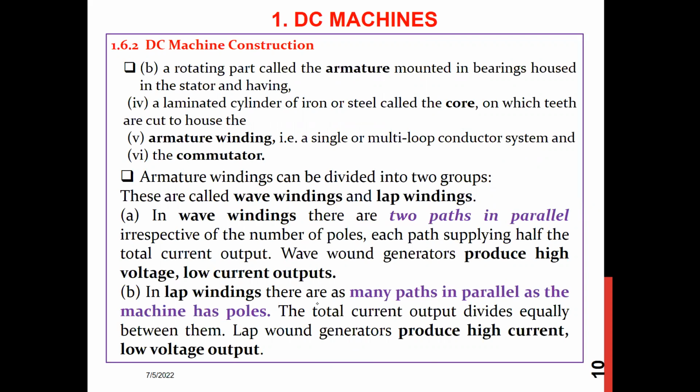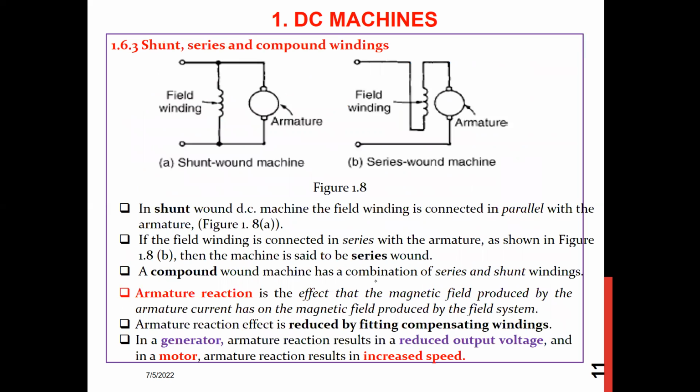And we have seen that armature windings can be divided into two groups, that is the lap windings and the wave windings. The wave windings have 2 parts in parallel, while the lap windings have as many parts in parallel as the machine has poles. Wave wound generators produce a high voltage and low current output, while lap wound generators produce a high current with low voltage output.